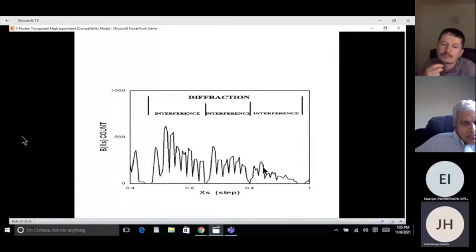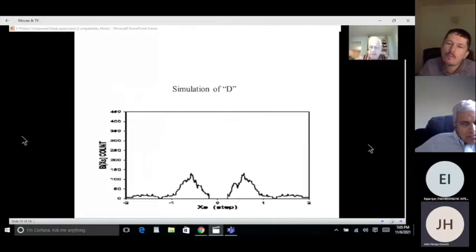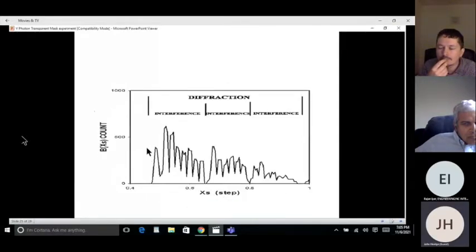This is the simulation of the D experimental setup. You'll note no photons going through the center of the screen, which is the nail doing the blocking, and that there is an indication of interference fringes, just like in the C simulation. And the outer reaches look the same as with the C.